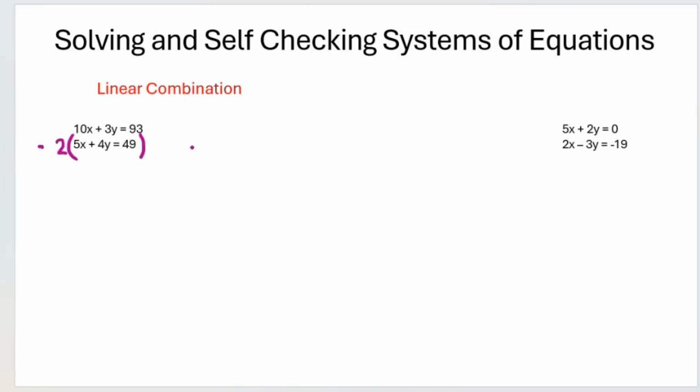-2 times 5x is -10x. -2 times 4y is -8y. -2 times 49 is -98. The first equation is going to stay the same as it was here.